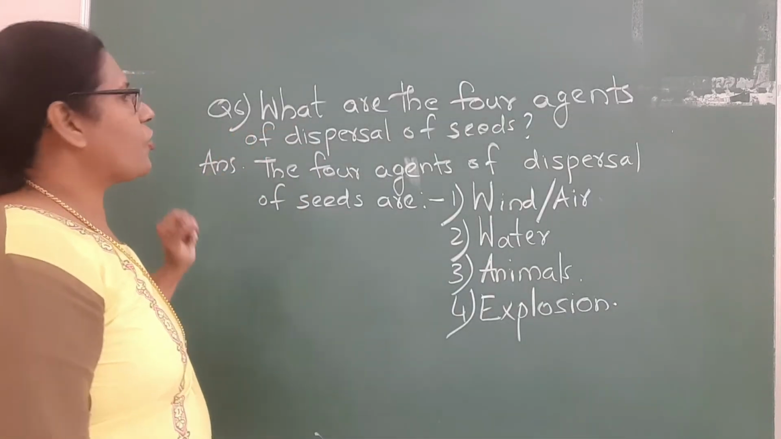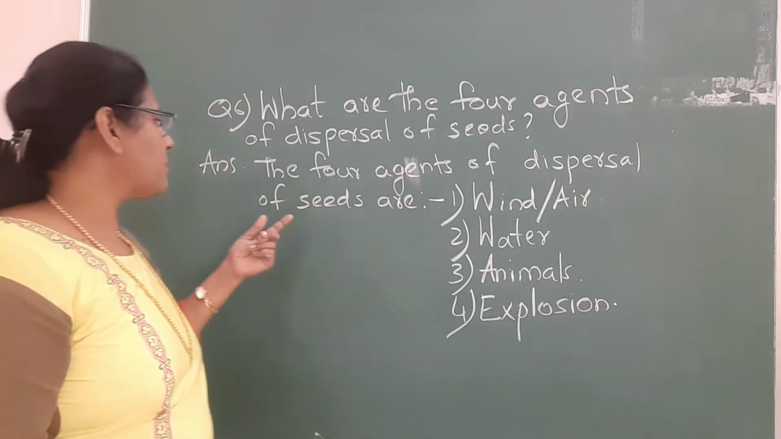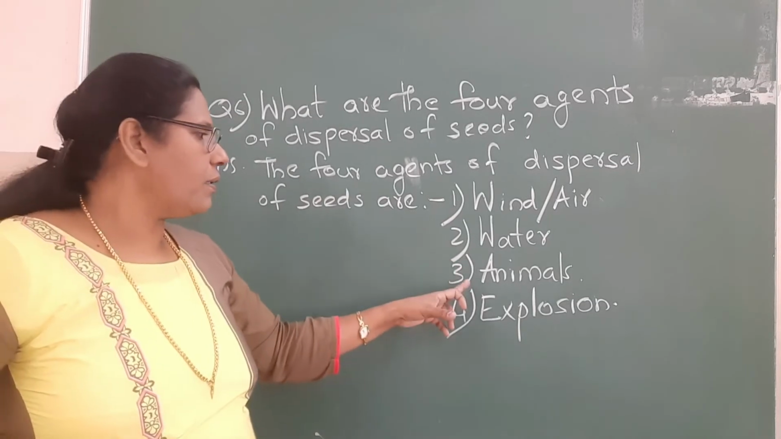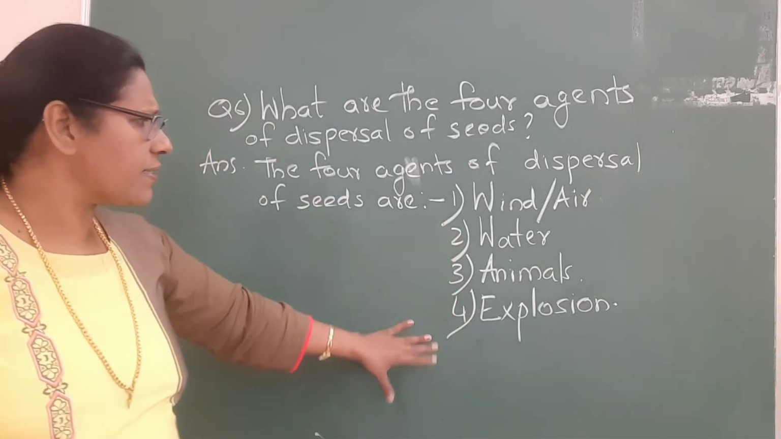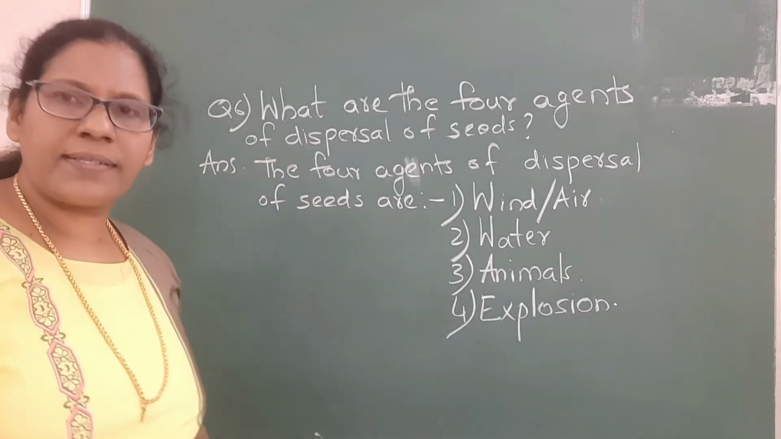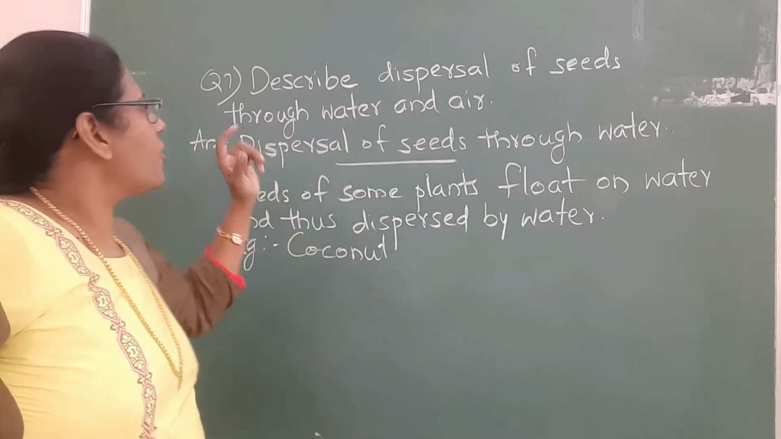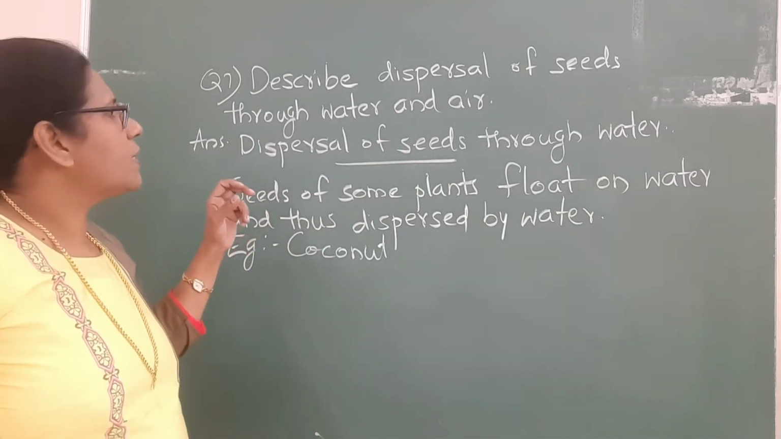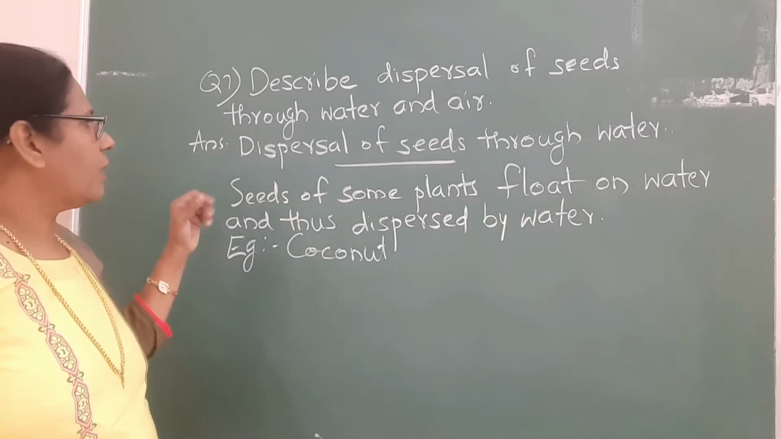These are the 4 agents of dispersal of seeds. The 4 agents of dispersal of seeds are wind or air, water, animals and explosion. These are the 4 agents of dispersal of seeds. Question number 7. Describe dispersal of seeds through water and air. How seeds disperse through water and air.